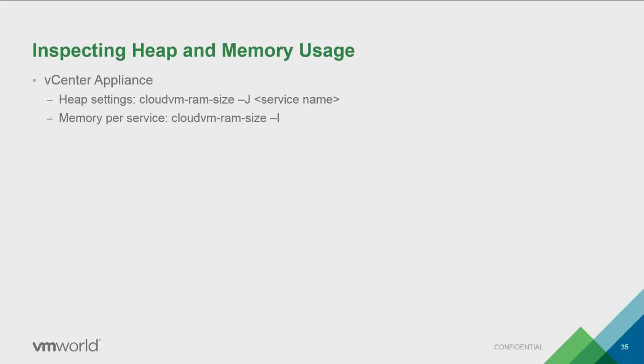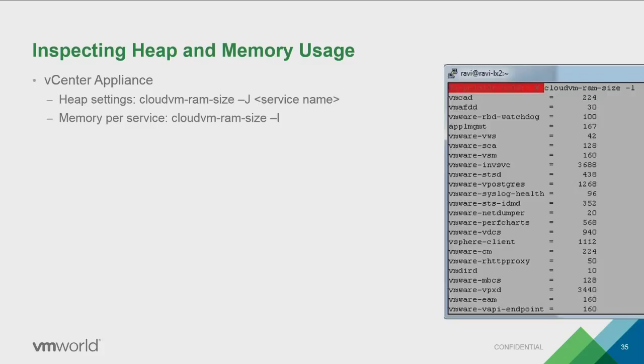If you want to see the memory that each individual service is taking up all in one list, you can do cloudvm-ram-size. That's the overall memory, not just the heap. And when you do that, you get a picture exactly like what I've shown here. I double checked, and the ones that I put as the top 5 on the previous slide end up being the top 5 in this one. So they align.